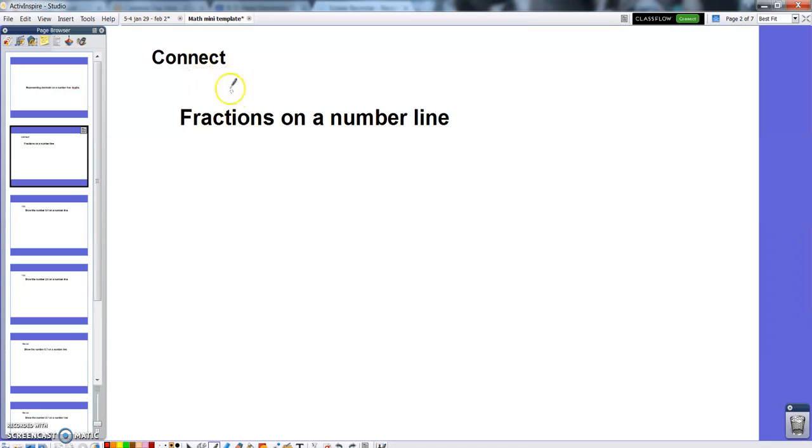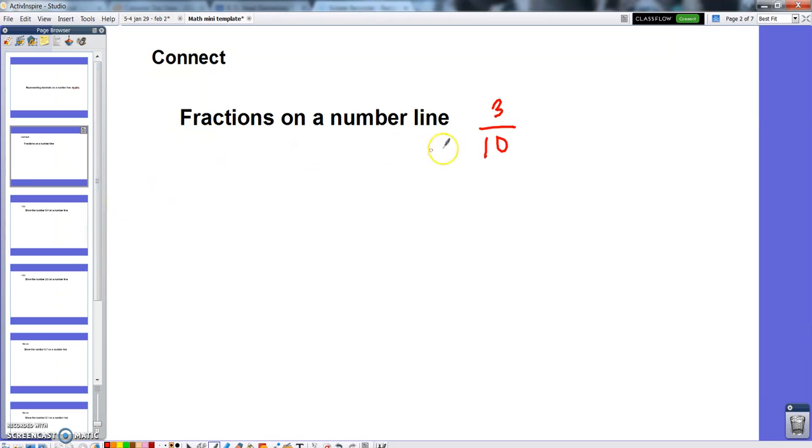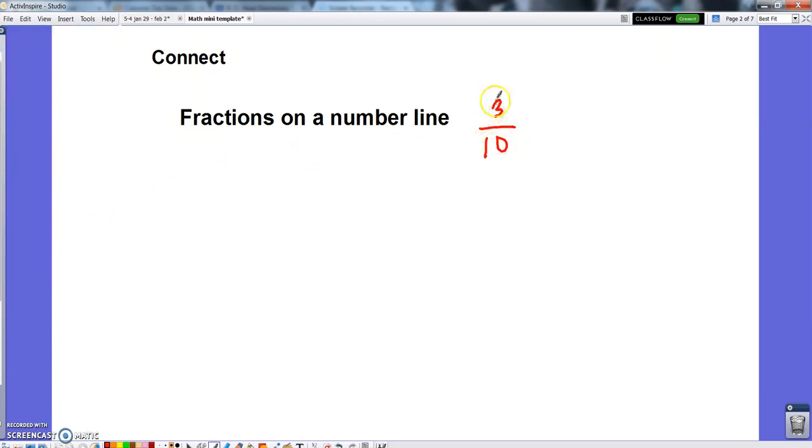A couple things I want to review before we start. First thing, let's talk about fractions on a number line. Since fractions and decimals are so similar, if I wanted to represent, say, the fraction 3/10 on a number line, if you want to remember how to do that. So that is between 0 and 1. That's like a part of a whole.